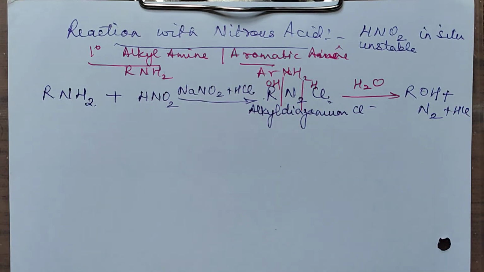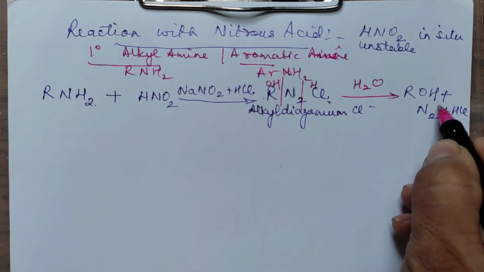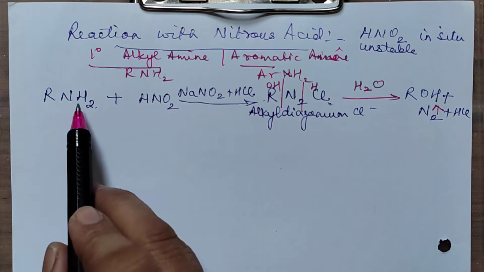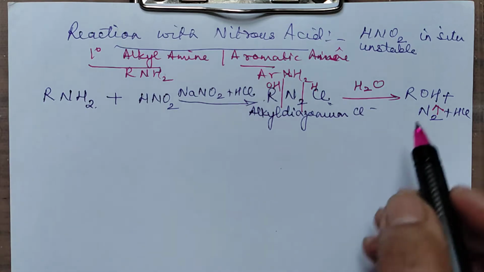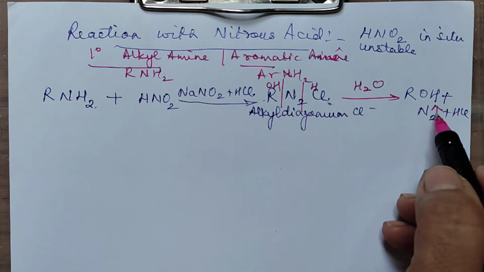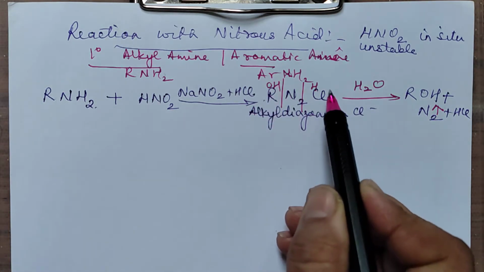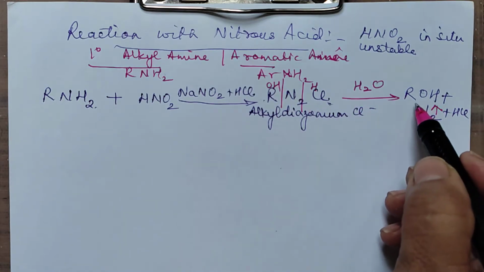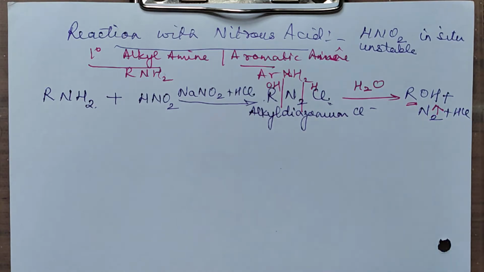Now this is very important, that in this there is a liberation of nitrogen gas. If you are using alkyl amine, that is 1 degree alkyl amine, there will be a liberation of nitrogen gas, and moreover that diazonium which is formed here is not that stable, so it will get hydrolyzed very easily and you will get alcohol. It's a very important reaction. When we do the conversions, it will be required.